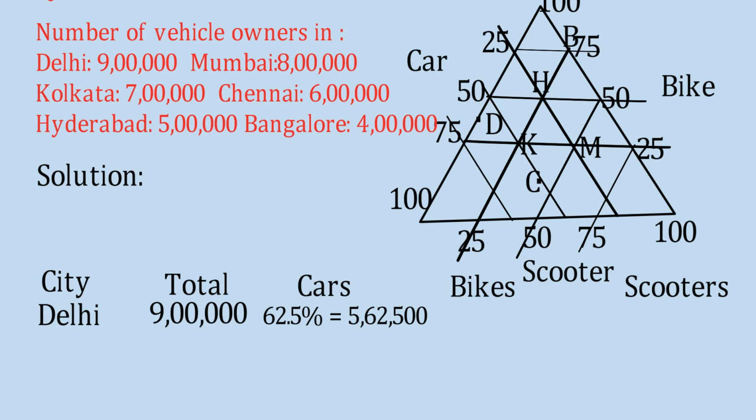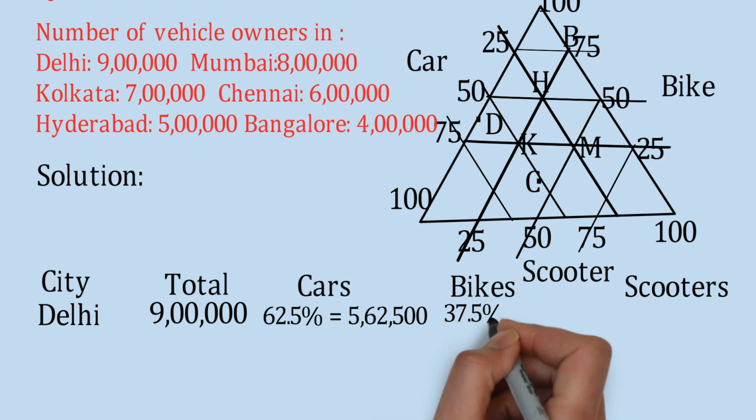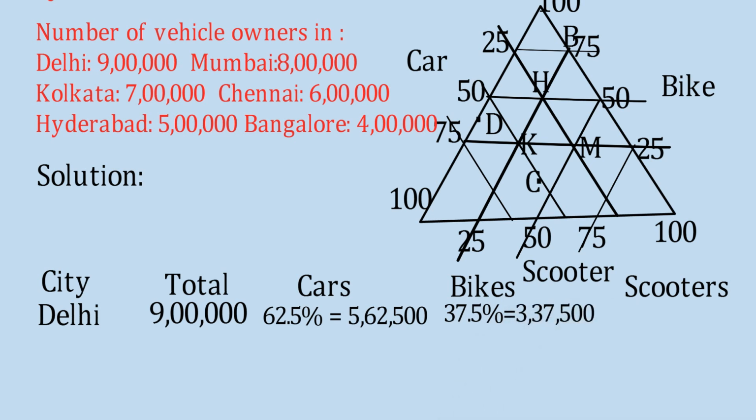With respect to the bike axis, what is the bike axis? This is the horizontal one. So from the bike axis point of view, the point D lies between 25 and 50. So it is 37.5%, that is 3,37,500. And with respect to the scooter axis, that is the upward right tilted axis, it lies on 0. So it is 0% for scooters.